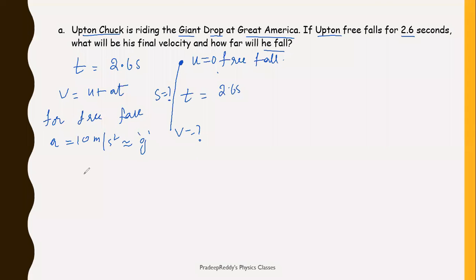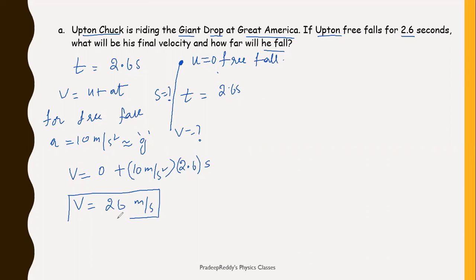So V will be equal to, what is U given as? 0, plus acceleration due to gravity, 10 meter per second square, into time taken. For how much time is it falling down? 2.6 seconds. So V will be equal to 10 into 2.6, that is equal to 26 meter per second. That is velocity V, which is 26 meter per second.